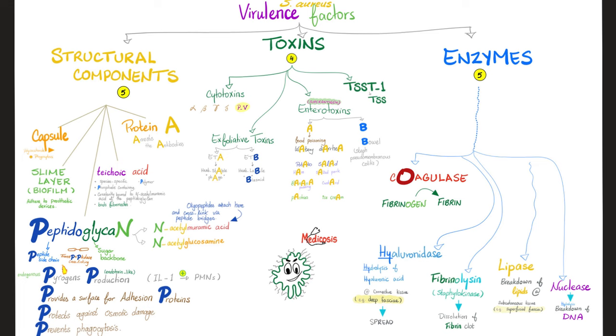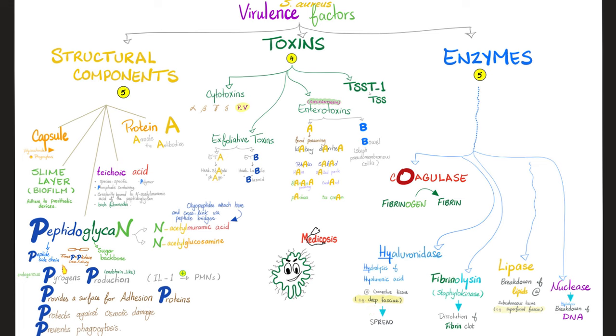Next, fibrinolysin or staphylokinase. Fibrinolysin, let's break down the fibrin. That's how Staph aureus can cause bacteremia. Lipase to break down lipids, and that's how Staph aureus spreads through your superficial fascia. Superficial fascia via lipase, but spread in deep fascia via hyaluronidase.